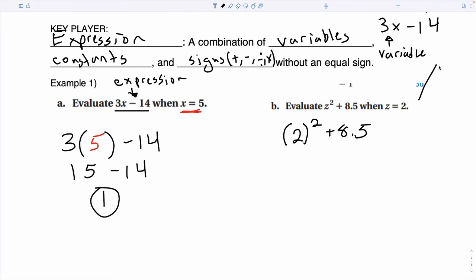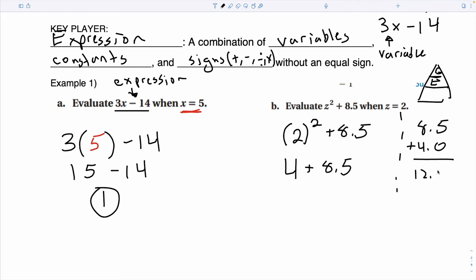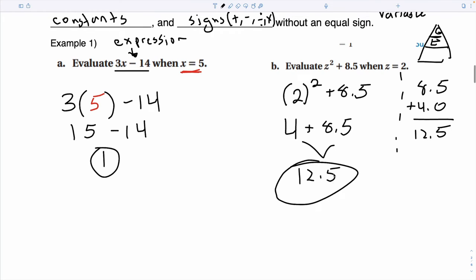The pyramid of GEMDAS says to group first. There's no grouping. Then it says to do exponents. Baron, how do I write 2 squared simplified? And that's 4. Bring down the 8.5. Last step, what do I do, Jeffrey? Okay, what is 8.5 plus 4, Jeffrey? Okay, you got it. Not that hard. It looks a lot more complicated than it actually is.